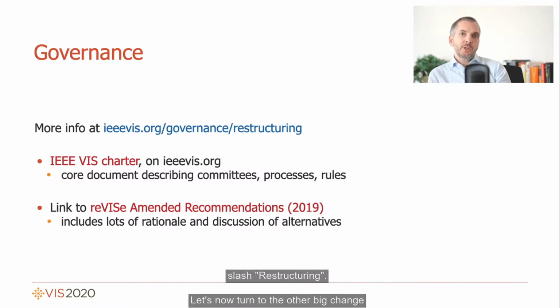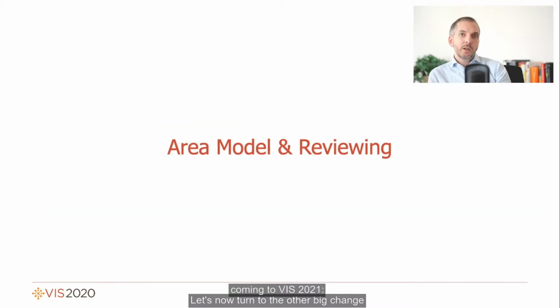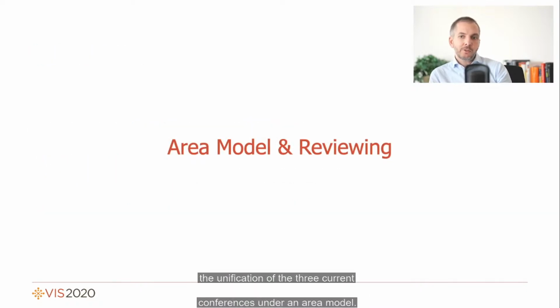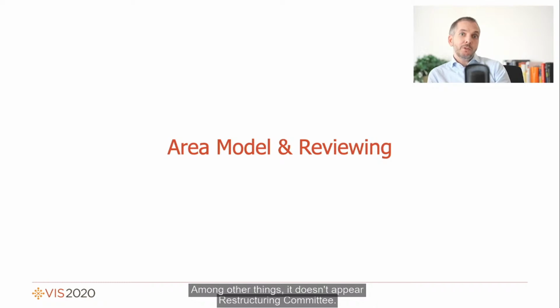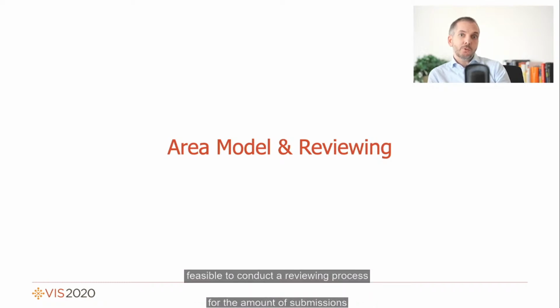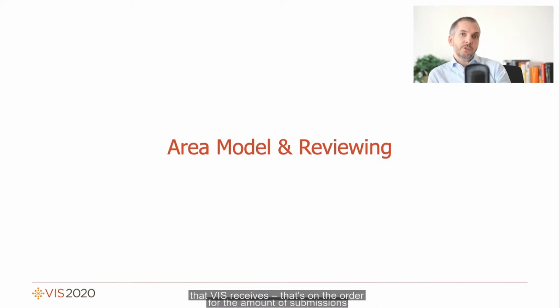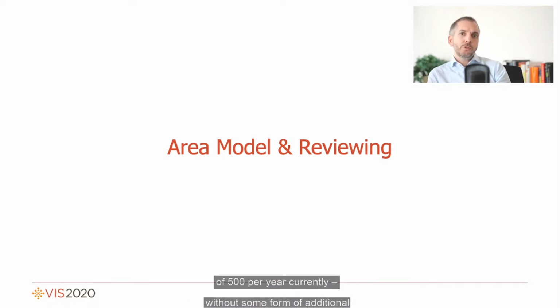Let's now turn to the other big change coming to VIS 2021, the unification of the 3 current conferences under an area model. The motivation for this is to be found in the original recommendations of the Restructuring Committee. Among other things, it doesn't appear feasible to conduct a reviewing process for the amount of submissions that VIS receives, that's on the order of 500 per year currently, without some form of additional structure or topical subdivision.